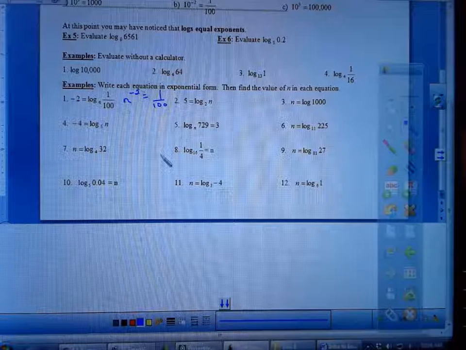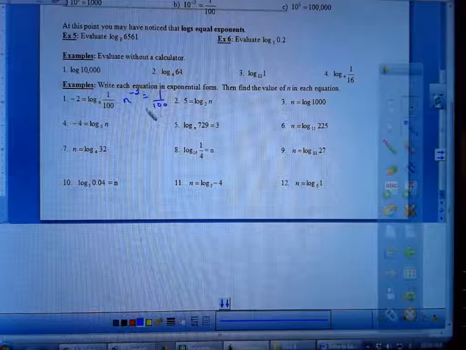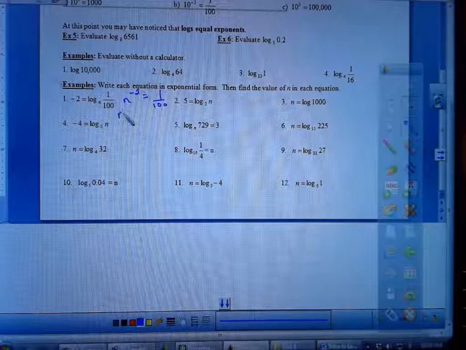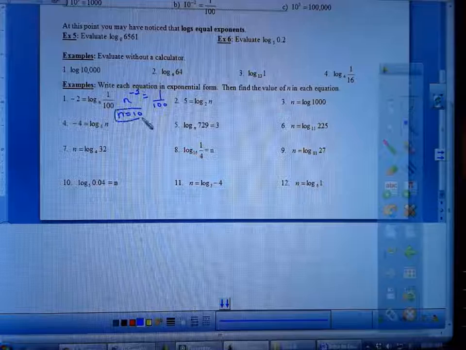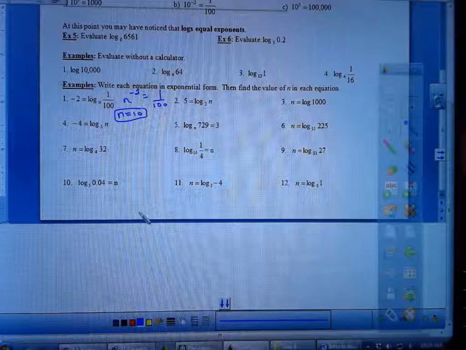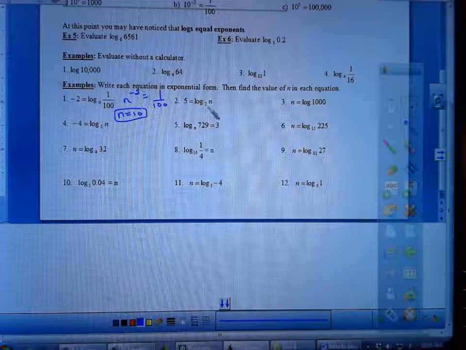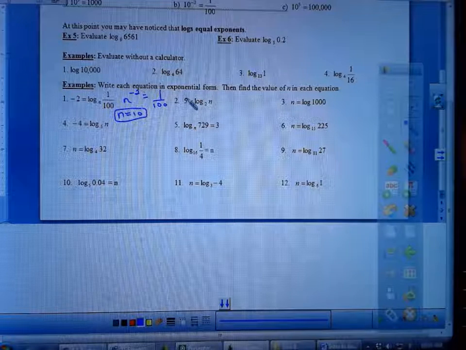Do you need to solve it, or do you just kind of already know the answer? That one you kind of should just know the answer. Because if I raise 10 to the -2, it's 1 over 10 squared. So n is 10 here. And usually those, just like this, will be ones where you just kind of know the relationship between the base and the resulting power.